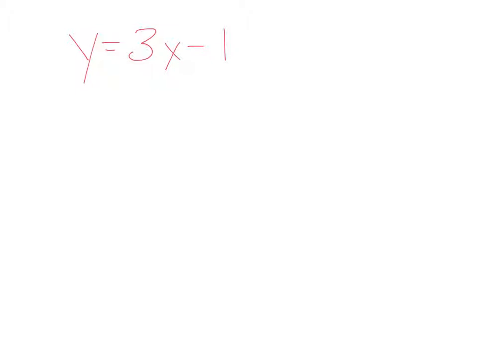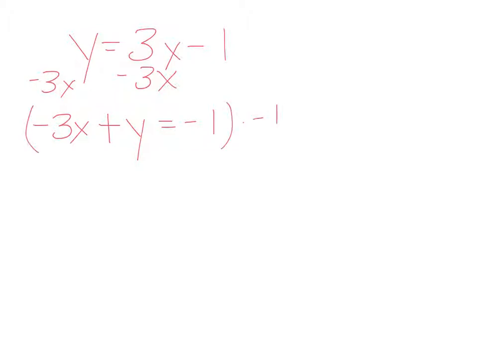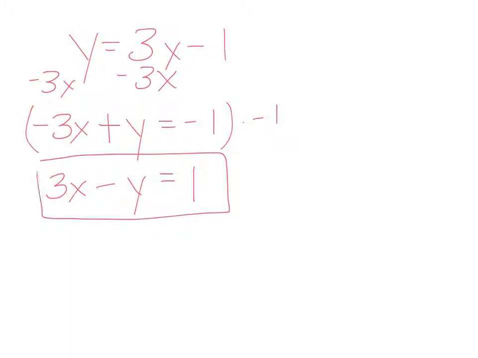Now let's go ahead and get that into standard form. So moving the 3x to the left, I'm going to subtract it. So I'll have negative 3x plus y equals negative 1. That's not going to cut it because I have a negative in front, so let's multiply everything by negative 1, making that 3x minus y equals a positive 1. And that will do it for standard form.